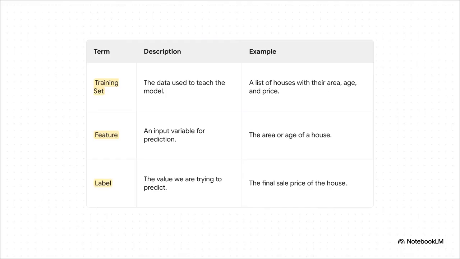Okay, before we get any deeper, we need to get on the same page with some lingo. It's super simple, I promise. That big list of old houses we have, with their sizes and what they sold for, that's our training set. It's the textbook our model studies from. Then, each piece of input info, like the square footage, we call that a feature. And the thing we're trying to guess, the final sale price, that's our label. See? Training set, feature, label.